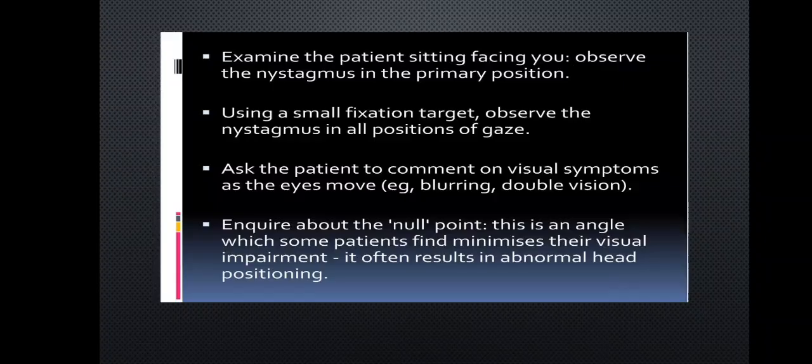Examine the patient sitting facing you. Observe the nystagmus in the primary position. Using a small fixation target, observe the nystagmus in all positions of gaze. Then ask the patient to comment on visual problems such as the eye movement, for example, whether it causes blurring of vision or double vision, which means diplopia.